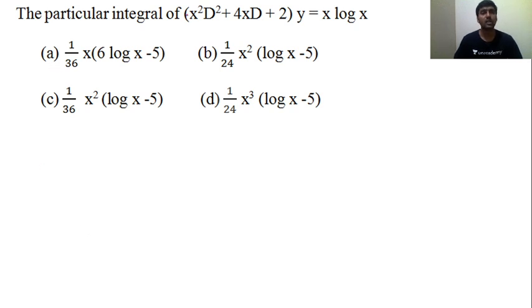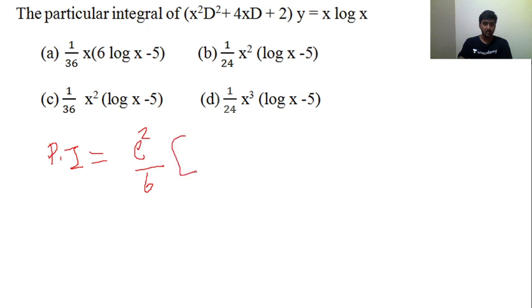The particular integral of x square D square plus 4xD plus 2 into y is equal to x into log x. It is the same category as the previous case, and we have already discussed these things in the previous slide. The particular integral is e power z divided by 6 into z minus 5 divided by 6. This is the solution we got for the particular integral in the previous problem.